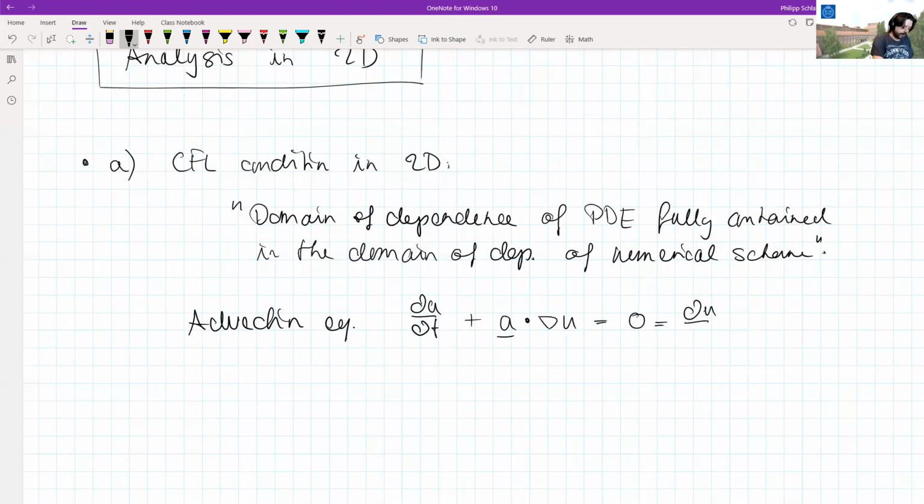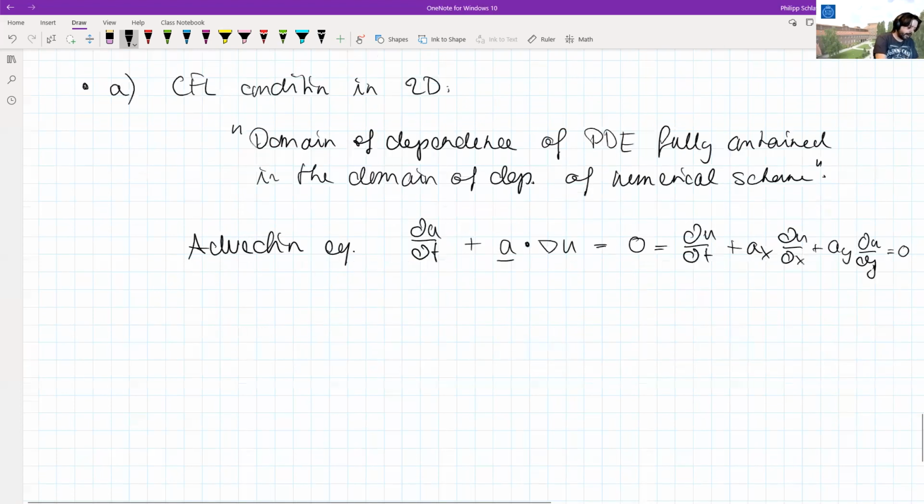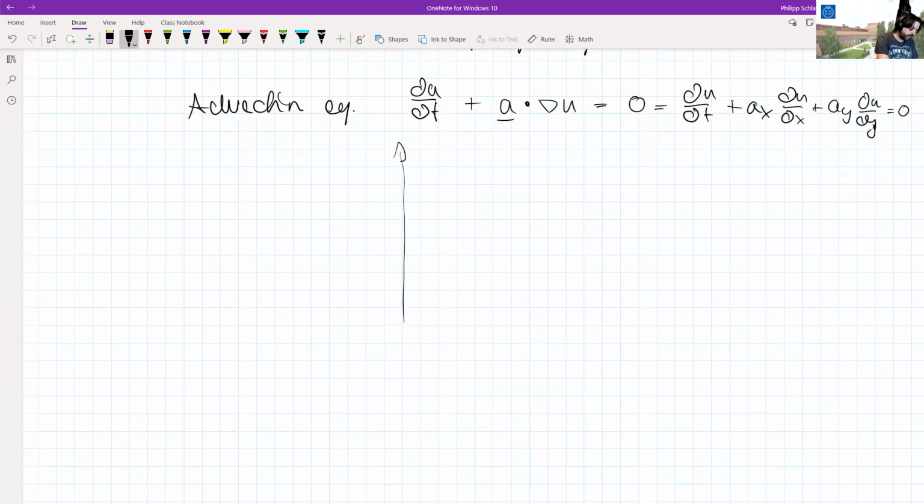And if I write that out, so du dt plus ax times du dx plus ay du dy is zero. So this is a 2D advection equation. It looks like a 1D one, just that you have a vectorial advection velocity. If I now try to draw that in 2D, so I have x and I have y, because I have a mesh now that is in two directions, maybe something like this. And I have a vectorial advection speed, so ax and ay, maybe something like that.